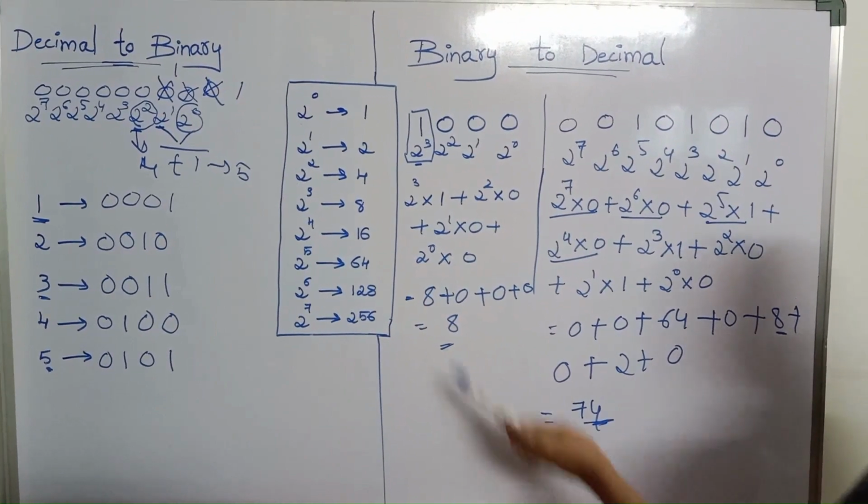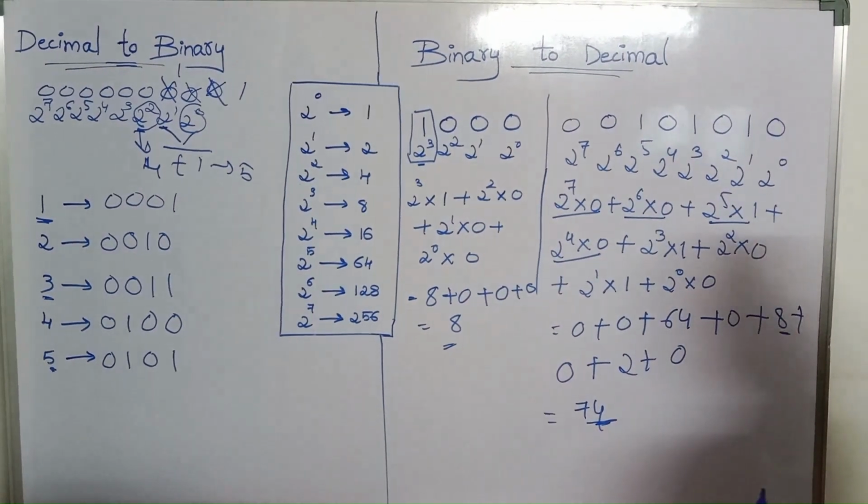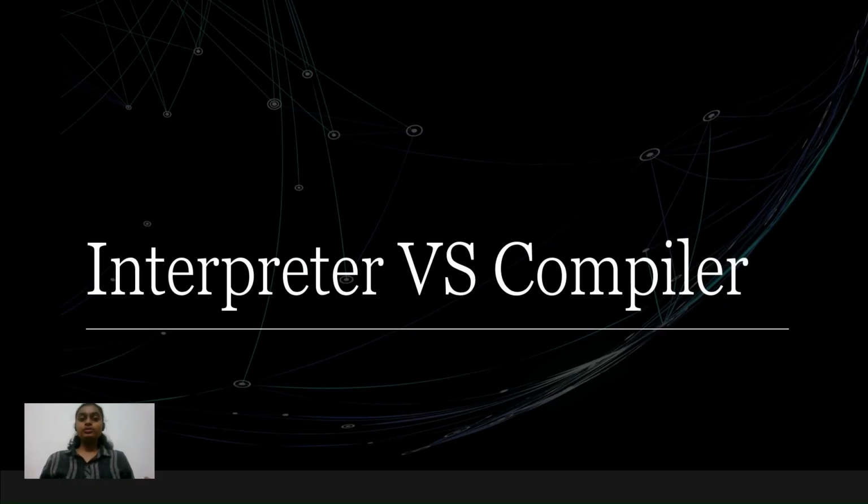The binary to decimal conversion of 00101010 is 74. How is this code which we are writing in normal language converted into byte code, that is machine language? There are two specific kinds of things involved in this conversion, that is interpreter and compiler. They are used to convert the code which we are writing in normal language into binary code, which is machine understandable language. Interpreter and compiler are doing the same kind of work most probably, but they are not the same.